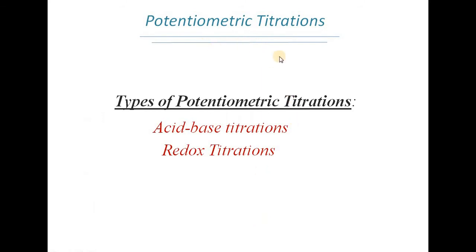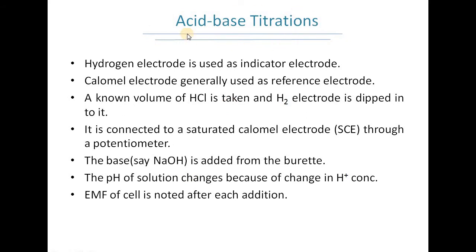Now, there are various types of potentiometric titrations. As per our syllabus, we will do two types: acid-base titrations and redox titrations. First of all, we will have a detailed description of acid-base titration. In acid-base titrations, the hydrogen electrode is generally used as an indicator electrode, whereas the calomel electrode is generally used as a reference electrode. So how is it done?